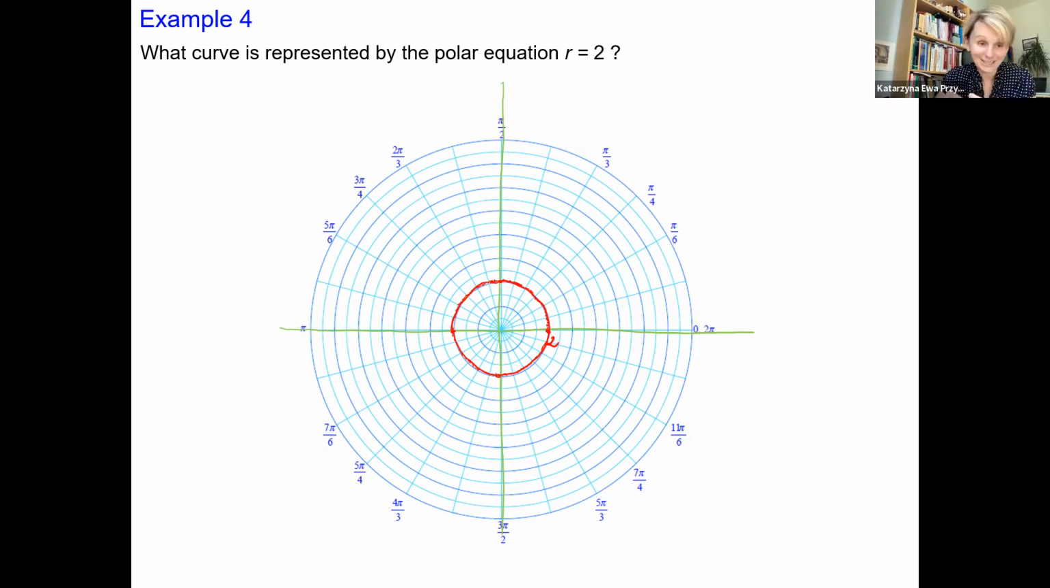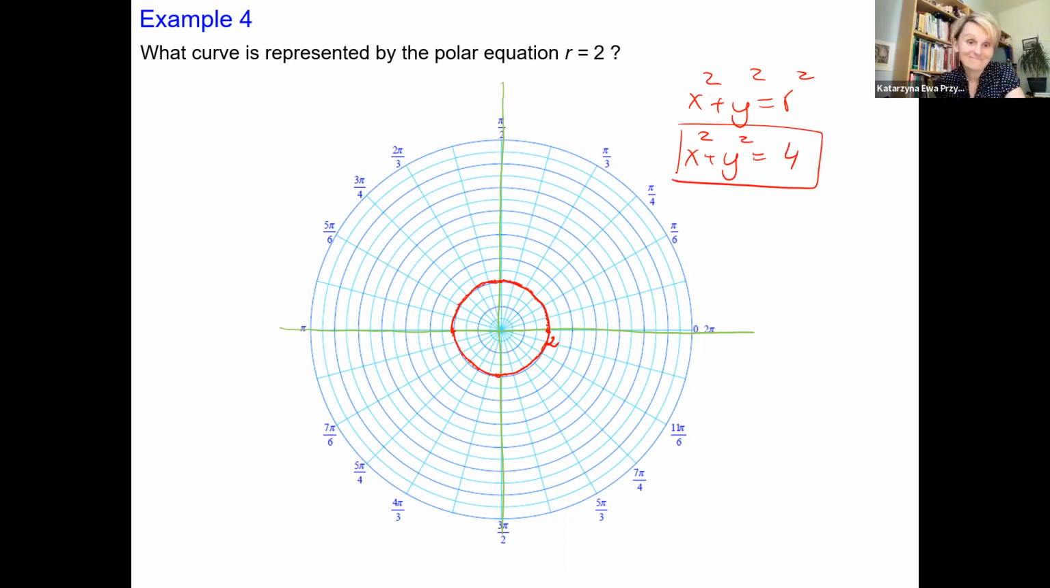Now, what is the Cartesian equation for this? Because that will be your question on the test. Do you remember the 4 equations today? Did you put them down on your reference page? One of them will work. X squared plus y squared is r squared. X squared plus y squared is 4. This equation is equivalent to this polar equation. Cartesian equation, polar equation.